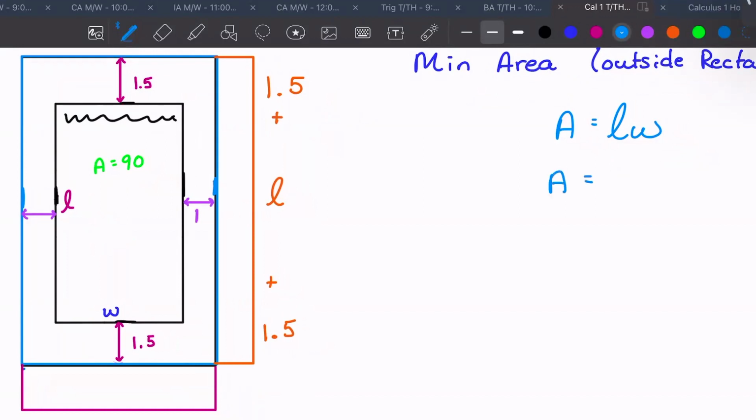So our L over here in the light blue for our outside rectangle is actually 3 plus L, right? 1.5 plus 1.5 is 3 plus L. So we're going to write 3 plus L for the outside rectangle. We're using what we know about the inside rectangle and the margins to figure this out, okay?